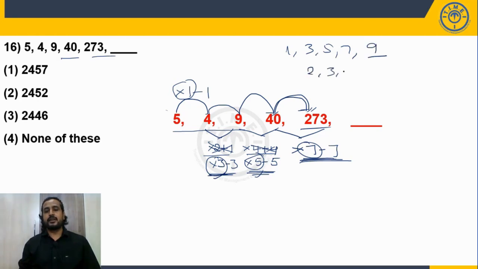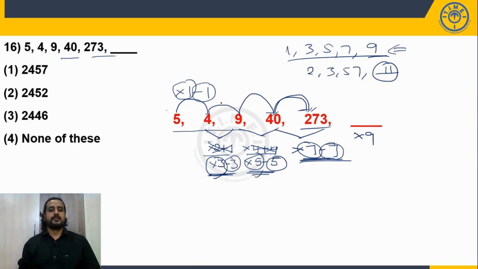If it is 2, 3, 5, 7, prime numbers, next prime number will be 11. But here it is odd numbers. Next to 7, 9 into 9. And the numbers which we are subtracting are minus 1, minus 3, minus 5, minus 7. Next will be minus 9. So into 9 minus 9. So 273 into 9 minus 9. Clear?